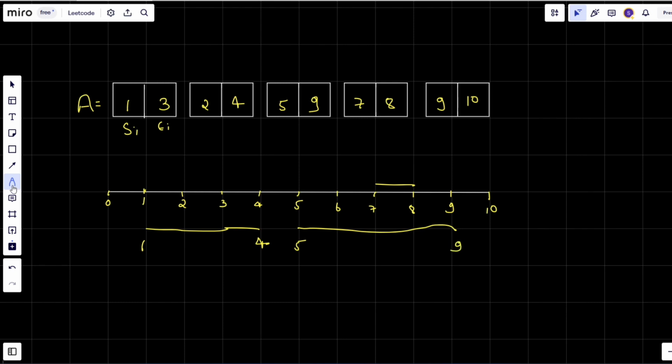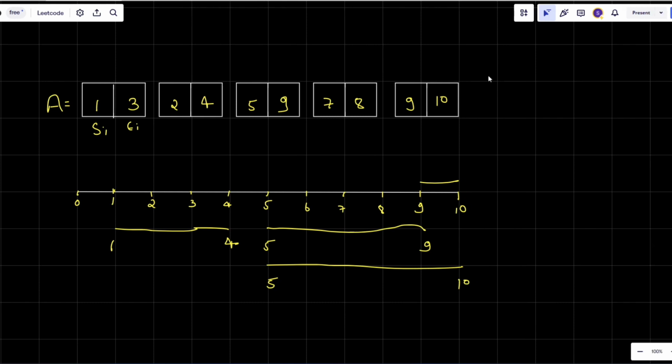Okay, let's remove it. Now I'm left with my last interval, which starts from 9 and ends at 10. Also I can see that this interval was ending at 9 and this one is starting at 9. So I'll simply draw one interval from 5 to 10, which will cover both of these intervals. So this starts from 5 and ends at 10, sorry.